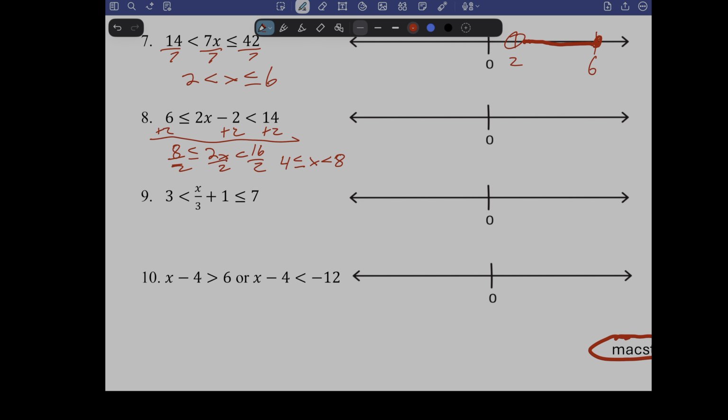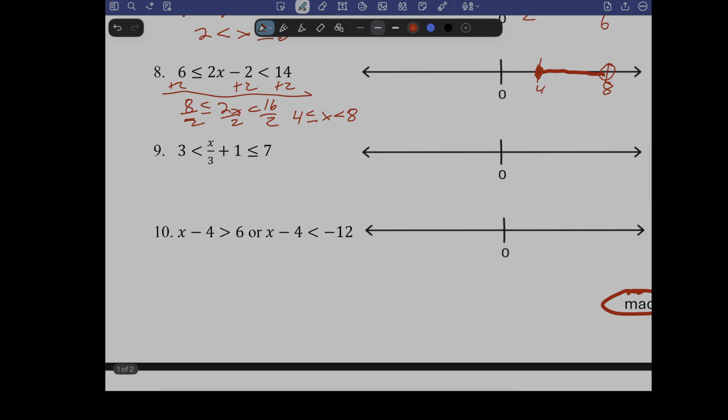So 4 and 8 are my magic numbers. The 4 is going to need a dot, and the 8 is going to need a hole. So there's my 4 with a dot, and there's my 8 with the hole, and the x is in between. So I write that with an in-betweener, which looks like that. That's not a dot. Sorry, that got a little confusing. There you go. All right, so let's go to 9.